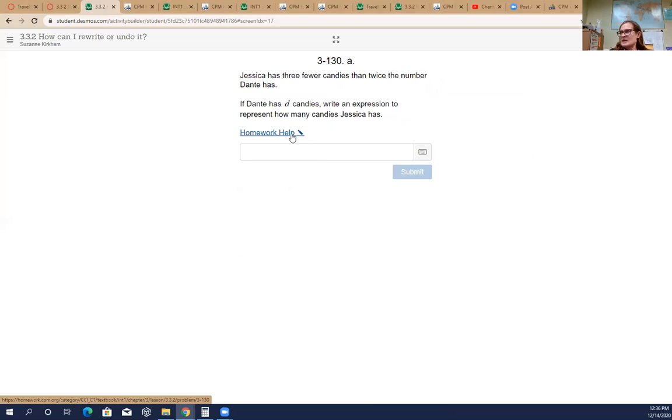All right, this next page, page 17, says Jessica has 3 fewer candies than twice the number Dante has. If Dante has D candies, write an expression to represent how many candies Jessica has. Okay, how would we figure this out? How would we write an equation for this? I have no idea. Okay, how about you, Hayden? What do you think?